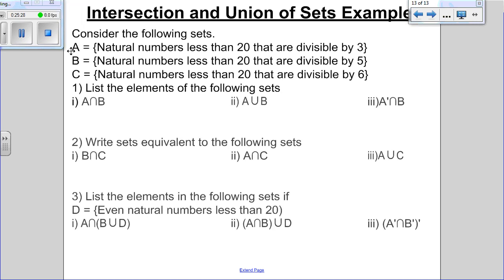I suggest when you read something like that, see if you can write out what's in set A. It'll make your life a little bit easier. So I'm going to list those things out. You need a little bit of room. 3, 6, 9, 12, 15, and 18. That's all the things in set A.